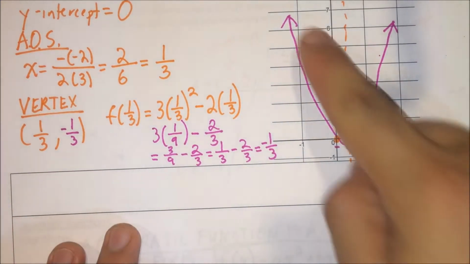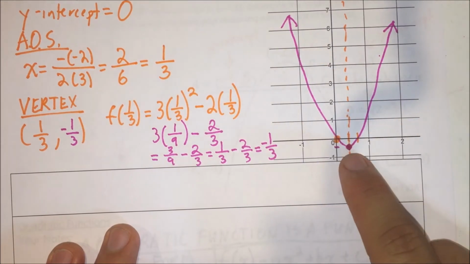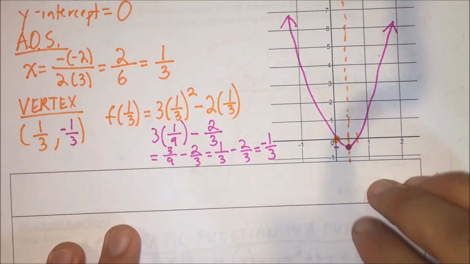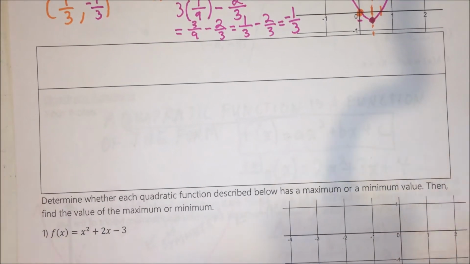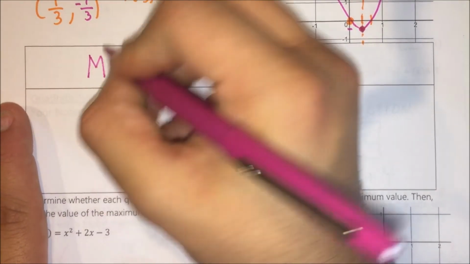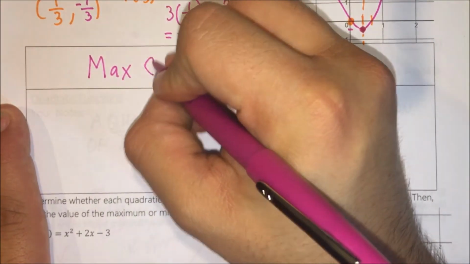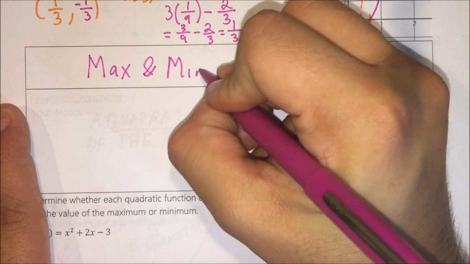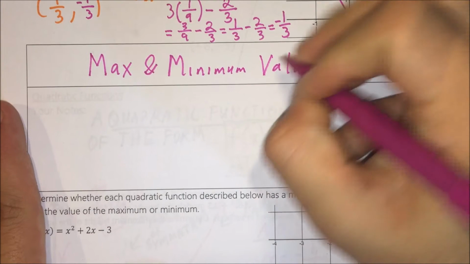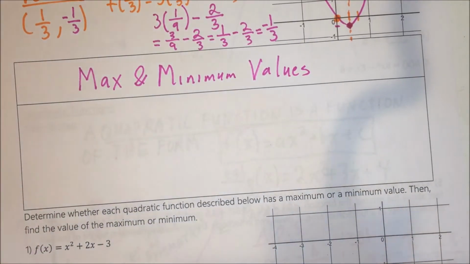Okay, so hopefully what you've noticed is, in all of these graphs, there seems to be some point at the bottom where it kind of bottoms out, right? That's like the bottom point of the graph. So what we're going to do here is talk about what are called maximum and minimum values. So let's talk about max and minimum values. And that's pretty much exactly what it sounds like, right?